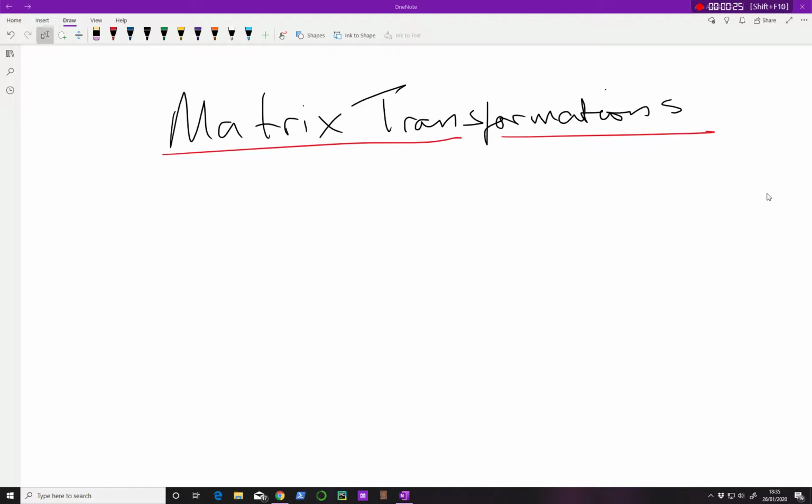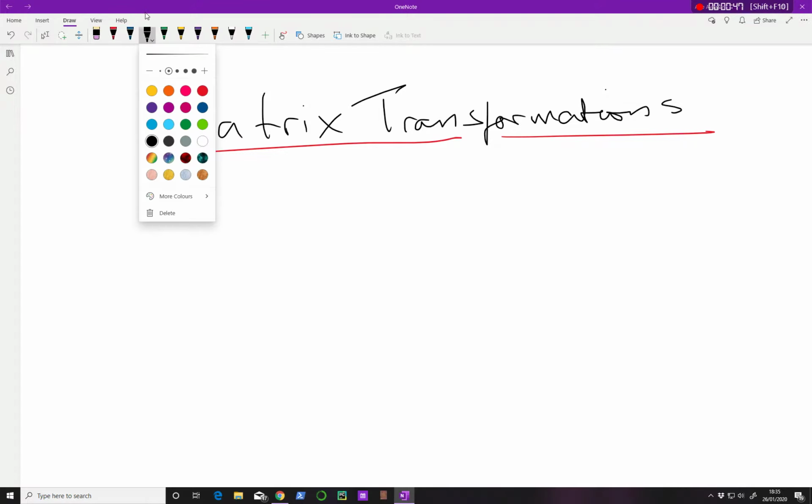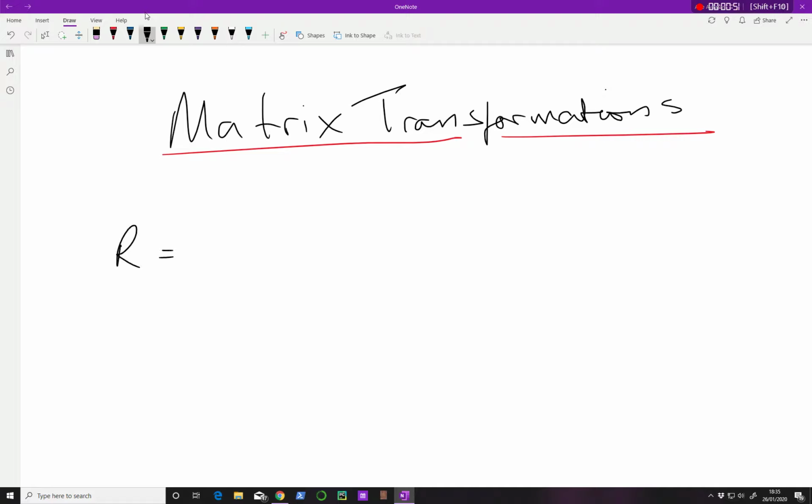So matrix transformations. Assuming you know all about matrix algebra, then transformation matrices are special matrices that cause an enlargement or a stretch or a rotation or some form of reflection on a coordinate or a set of coordinates. So if I have an example transformation matrix R, and that's just arbitrary A, B, C, D.